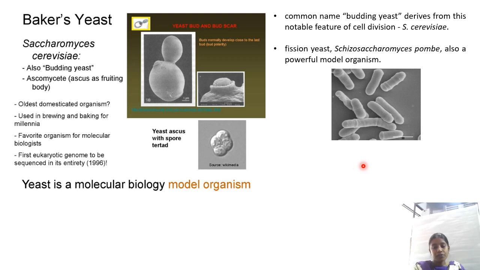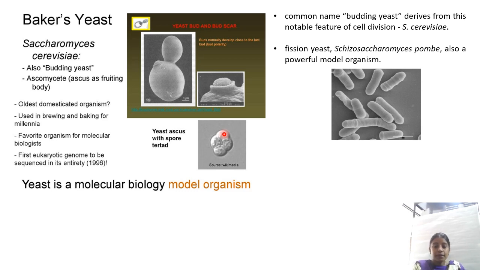In addition to this, ascospore formation occurs in yeast as well. That is why they belong to the ascomycetes, because the ascus fruiting body is produced in yeast, okay? So you can see here the yeast ascus with the spore tetrad, okay? These ascospores are formed after meiotic division. Yeast cells have a haploid phase of the life cycle as well as a diploid phase. The diploid yeast cells undergo meiosis, that is the sporulation stage, during poor nutrient conditions.